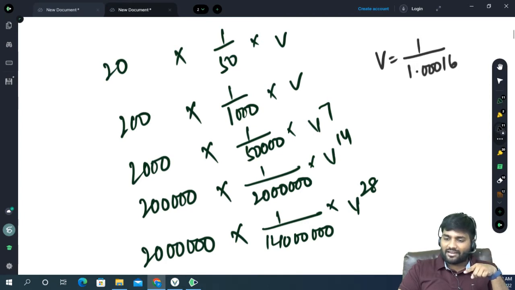Is the discounting factor correct? It's correct, na? 0.00016. This was question number 66. Next, question number 67.